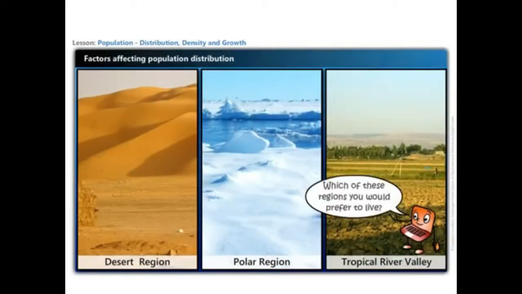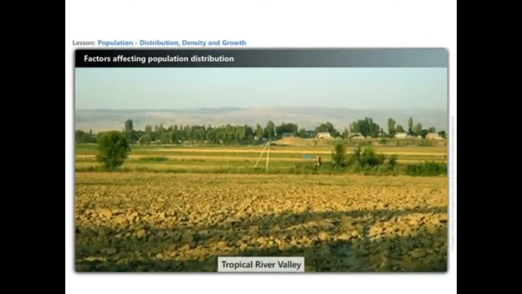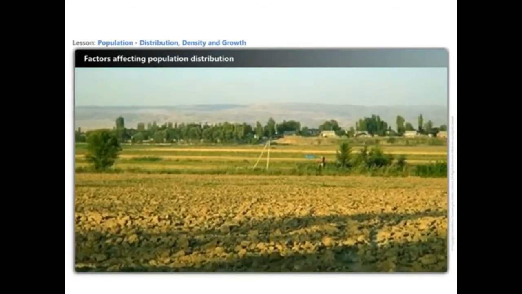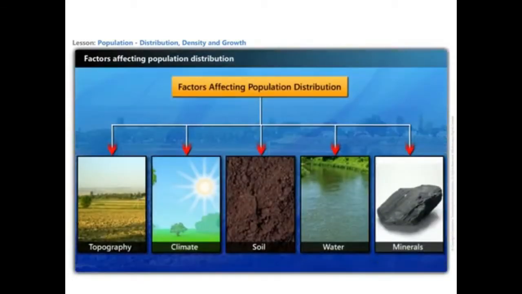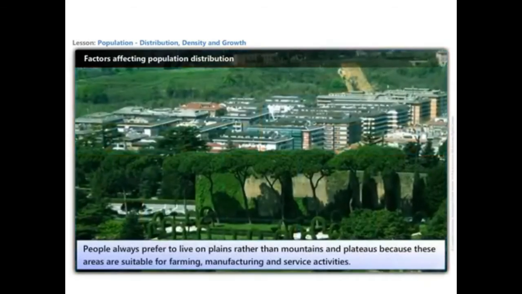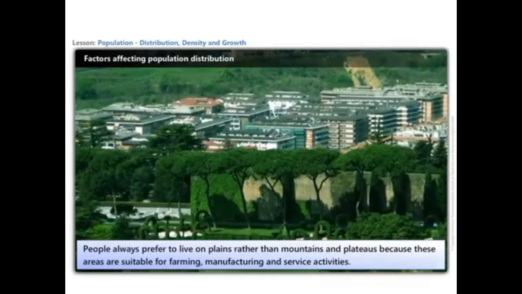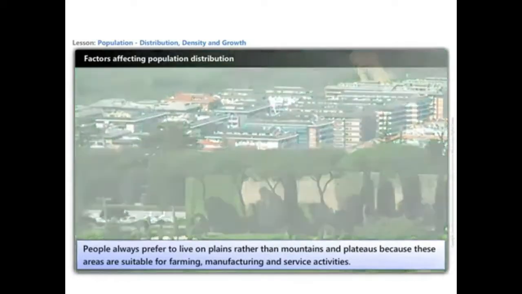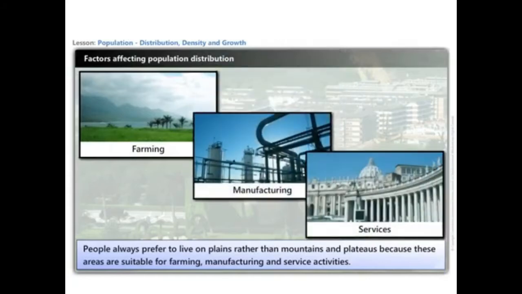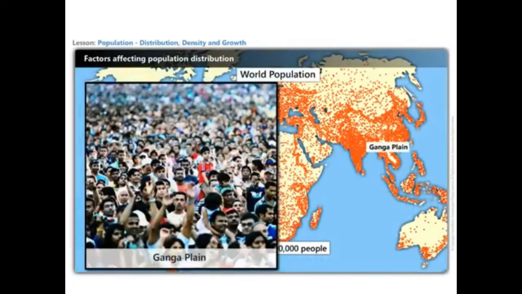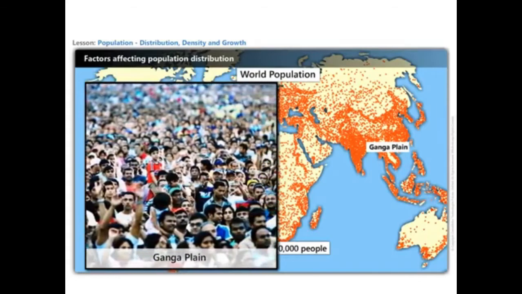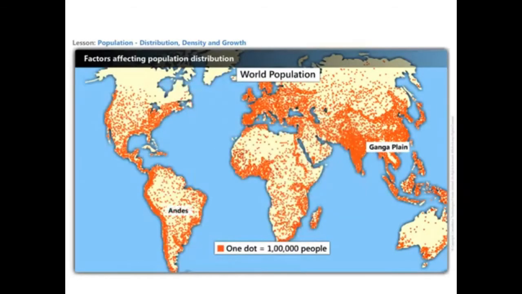Which of these regions would you prefer to live in? We all would prefer to live in the third region as it has a good climate and good soil. Thus, distribution of population depends on physical factors such as topography, climate, soil, water, and presence of minerals. People always prefer to live on plains rather than mountains and plateaus because these areas are suitable for farming, manufacturing, and service activities.